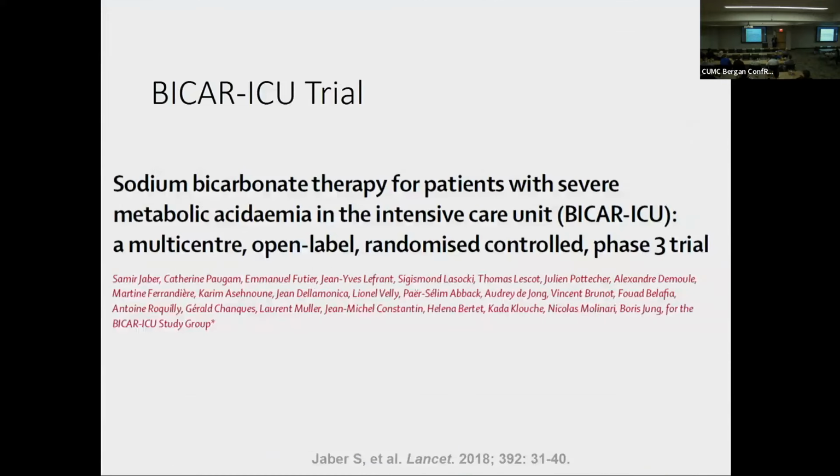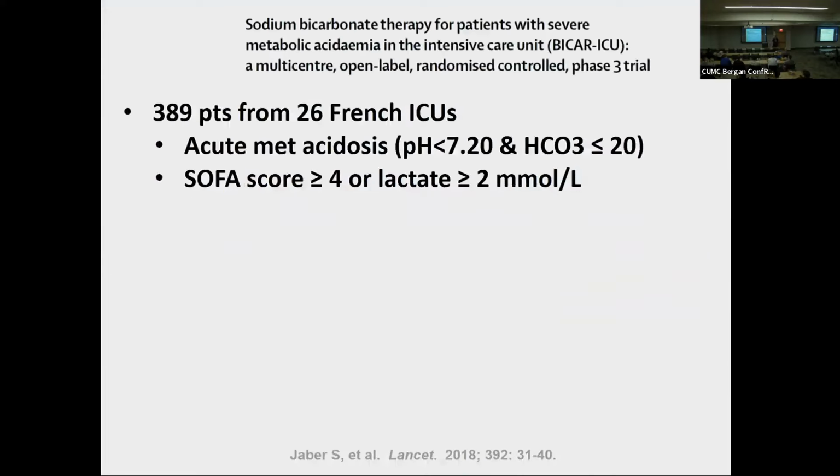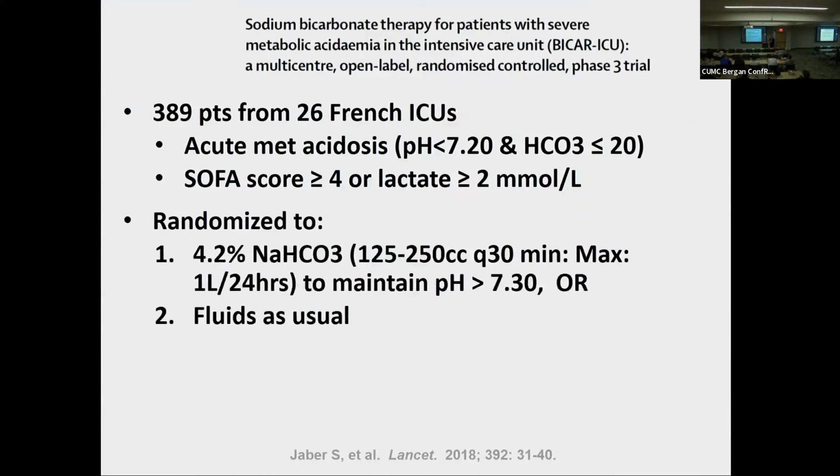Bicarb ICU trial, the last trial I'll walk you through. This was done by the French. It looked at patients that had metabolic acidemia and randomized them to a bicarb infusion versus whatever the doctor wanted, which usually was saline, not balanced, but usually was saline. Almost 400 patients. You had to have a pH less than 7.2 and a serum bicarb less than 20. And you had to have a SOFA score above 4 or lactate.